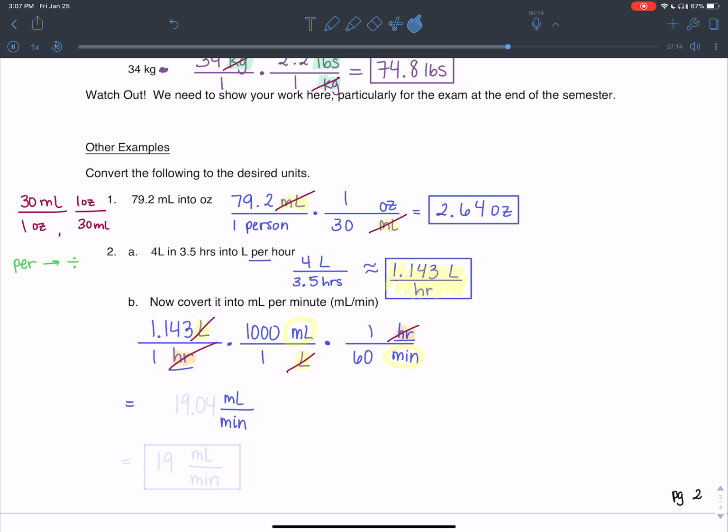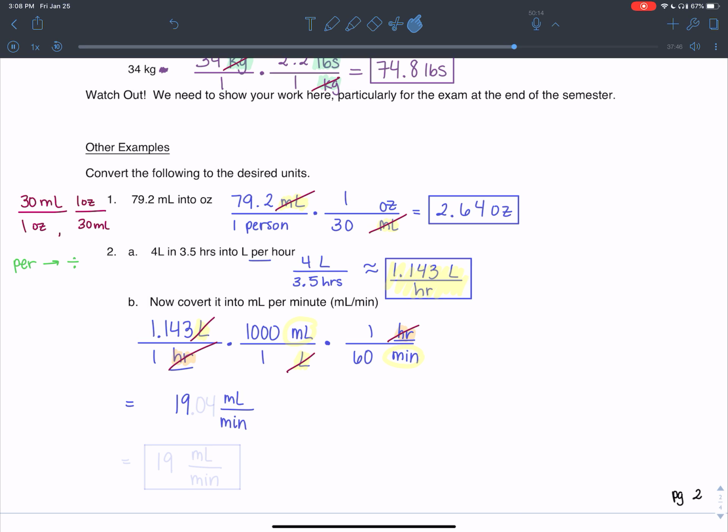So let me do it in my calculator now. I'm going to multiply that 1.143 by 1,000, and then I'm going to divide by 60. So what I got was 19. This is milliliters we're talking about per minute. The minute doesn't matter, but it's still units of milliliter.